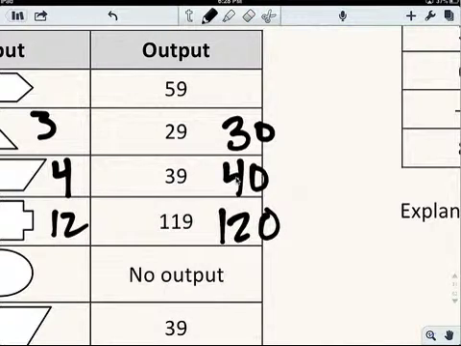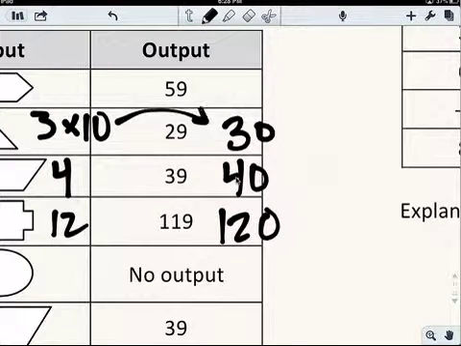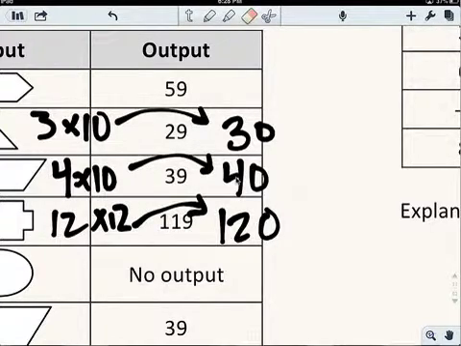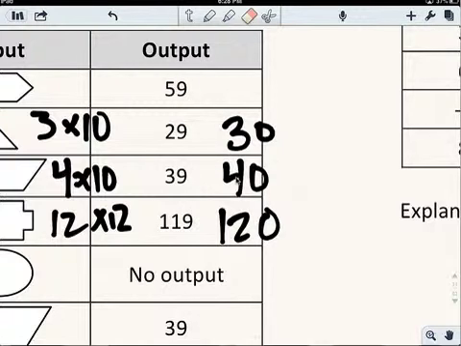I know that I can take 3 times 10 and get 30, and I can take 4 times 10 and get 40, and 12 times 10 and get 120. And so there's something interesting going on here. So I can almost get the right number if I multiply the number of sides by 10. And it seems like all I have to do is sort of maybe take away 1.